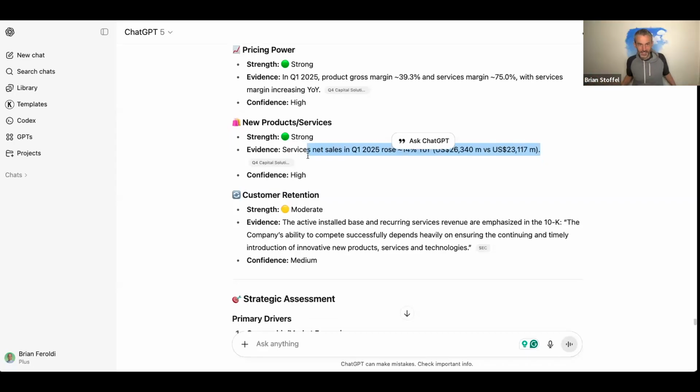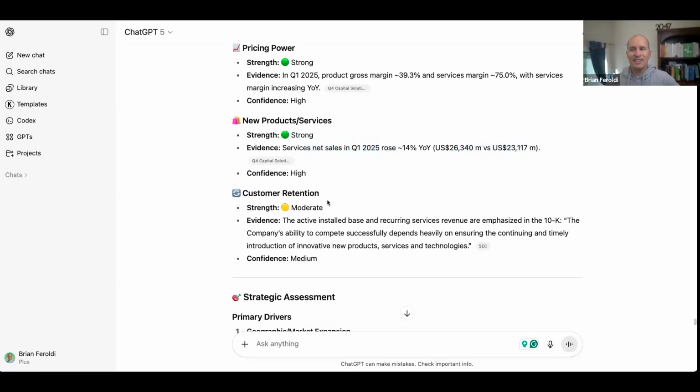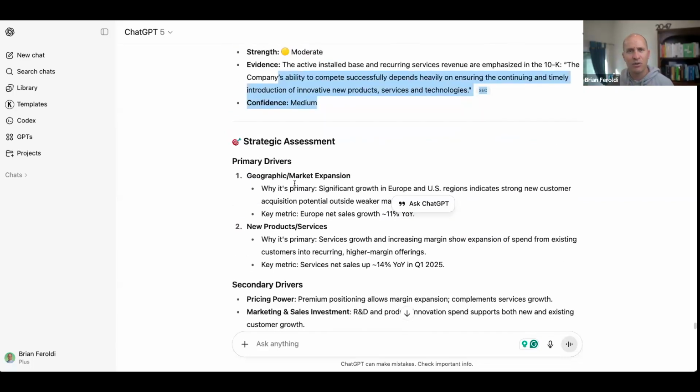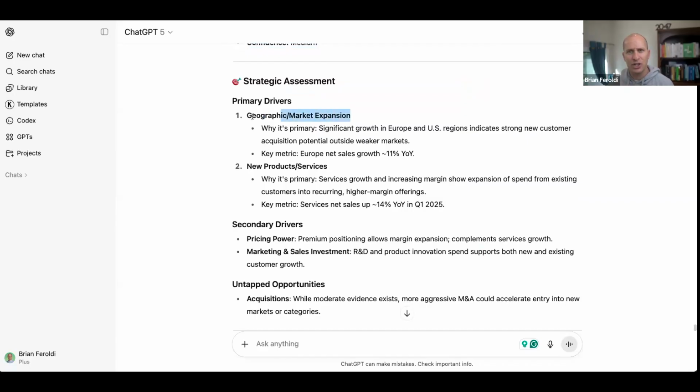Another iPhone. Yep. Although I did see that the AirPods business, if that was spun out, it'd be like a $10 billion business. I believe it. Those AirPods are awesome. Business. Yeah. But $10 billion is like 2% of revenue. Yeah. So the curse of being massive. And then customer retention, this is a modest avenue for the company. So it says the biggest drivers are geographic and market expansion and new products or services.